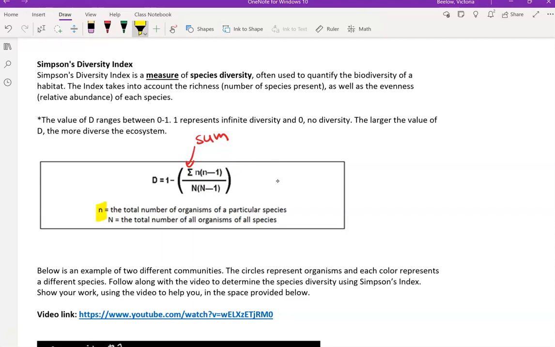Little n is representing the number of a particular species. Little n is going to represent how many of each different species you have, versus capital N, which is just the total number. This is representing how many organisms you have all together in that particular sample. Your value for D will always range from 0 to 1. If it's closer to 1, that means you have a higher biodiversity. If it's closer to 0, you have a lower biodiversity.